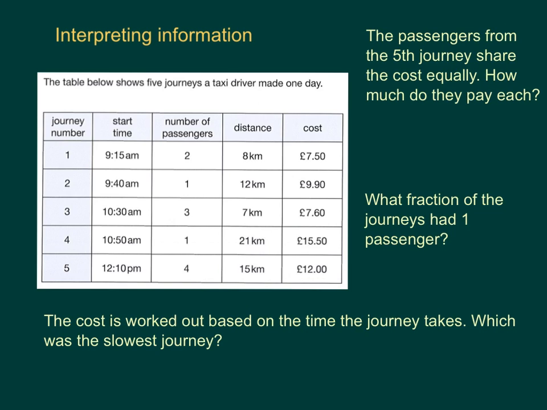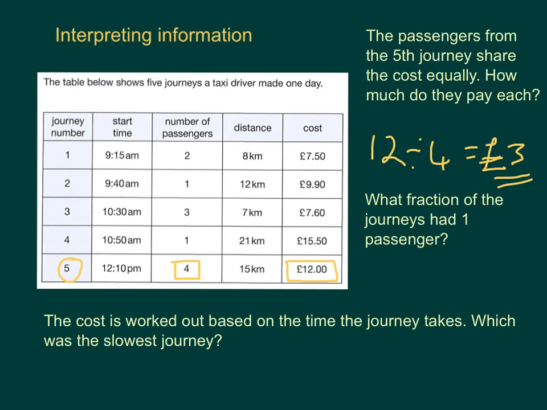So for the first question, it's important to recognise that we're looking for the 5th journey, and how many passengers are sharing the cost? Well, there's 4 of them, and that's £12. So of course it must be £12 divided by those 4 passengers, making a total of £3 that they have to pay each. For the second question, what fraction of the journeys had 1 passenger?